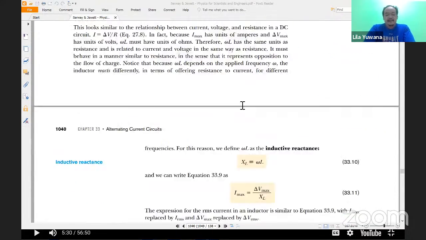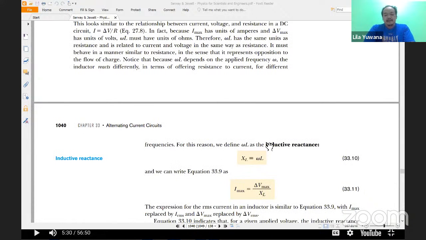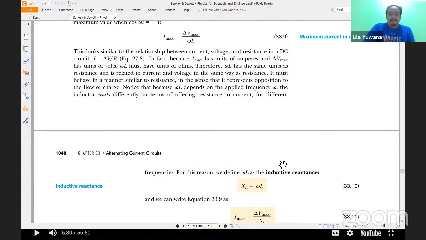So now we have this XL, we can express it as inductive reactance. Reaktansi induktansi, kalau bahasa Indonesia. Indonesia ini adalah inductive reactance. Nah. Any questions?